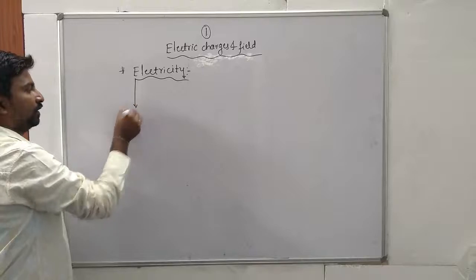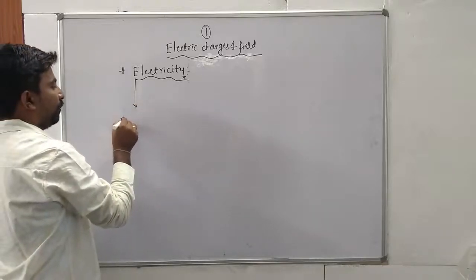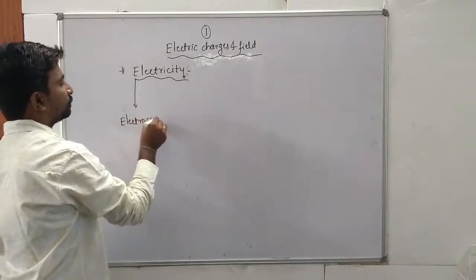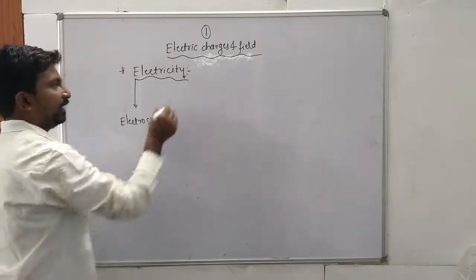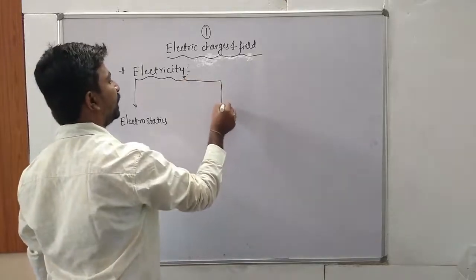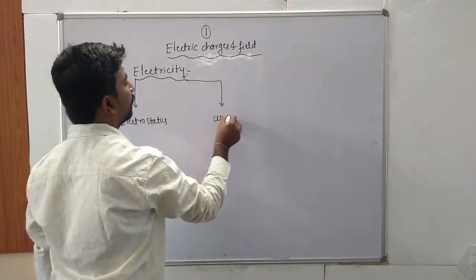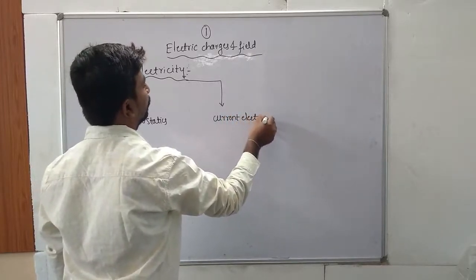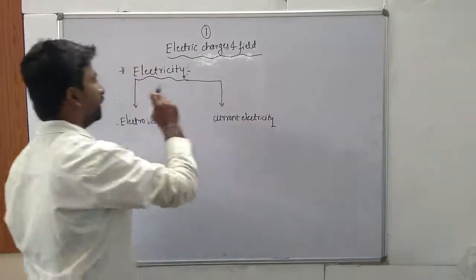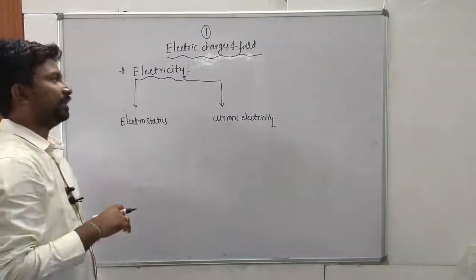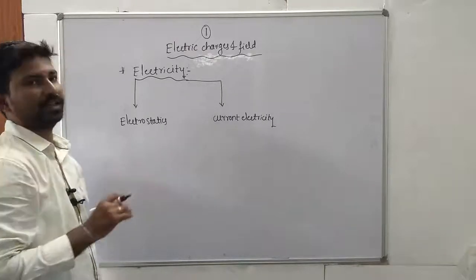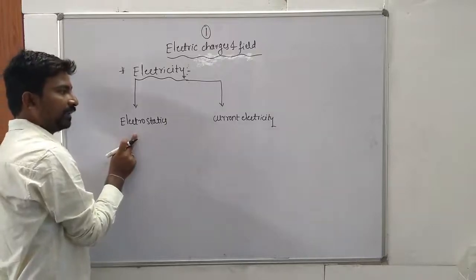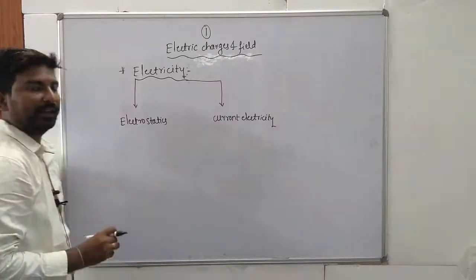So the first one is electrostatics, or static electricity. Another one is current electricity. So once again, electricity is a branch of physics which deals with the study of charges, and it is divided into two branches: electrostatics or static electricity, and current electricity.